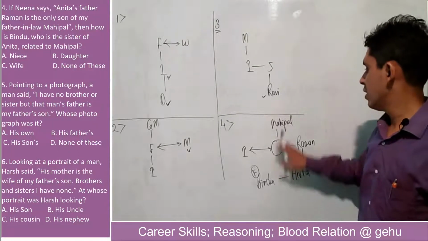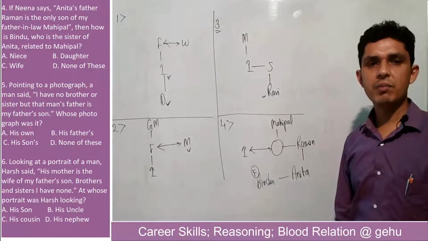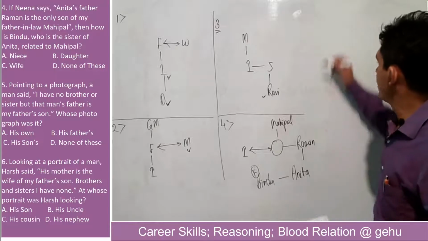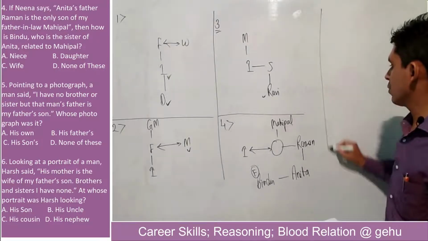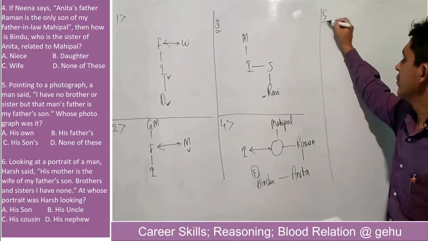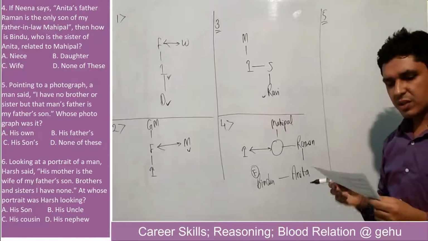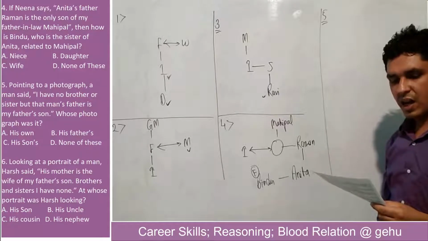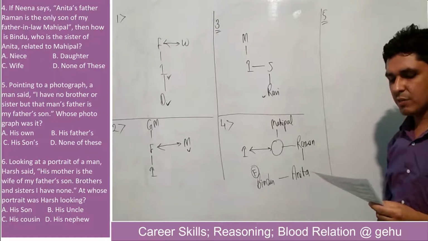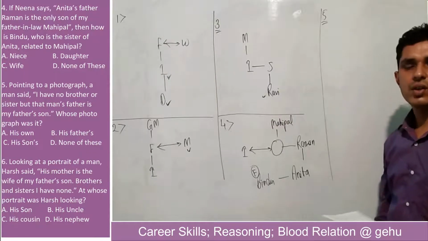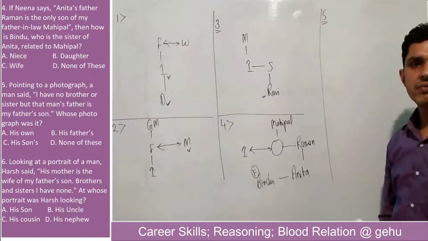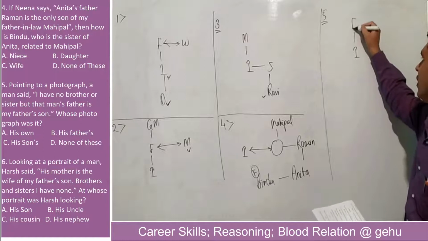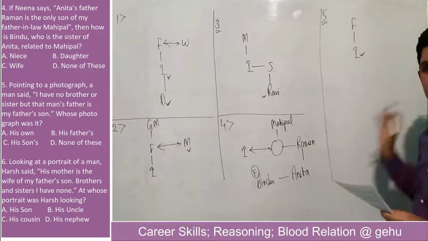So Bindu will be the granddaughter of Maipal, right? Okay, coming to the next question, question number 5. How is the question pointing out to a photograph? A man said, I have no brother or sister, but that man's father is my father's son. So I start with my father's son. So this will be my father's son, that means I myself, right?